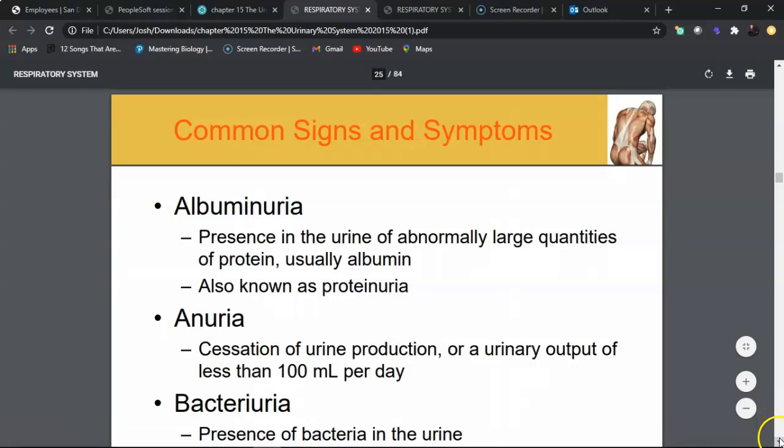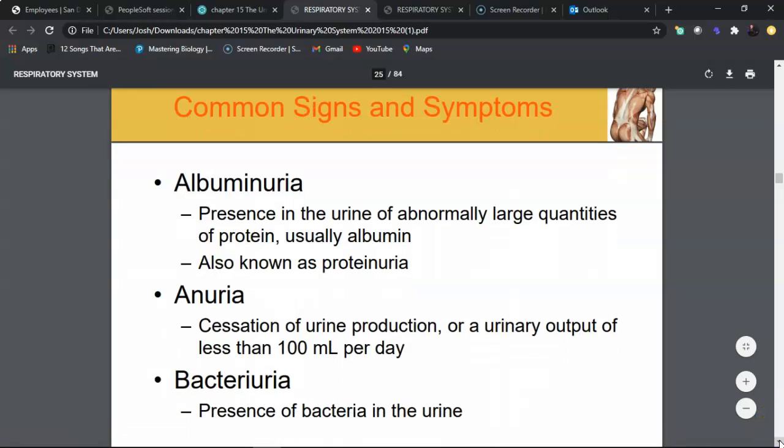Okay, so let's go through a couple of the terms that involve signs and symptoms with the urinary system. I mentioned this already, but when we actually have protein in the urine, generally it will be a large amount if it's going to show up on one of the reagent dipsticks. And so albuminuria is also called proteinuria, but it's more specifically albuminuria because albumin is the plasma protein that tends to sift through when there are disease processes.